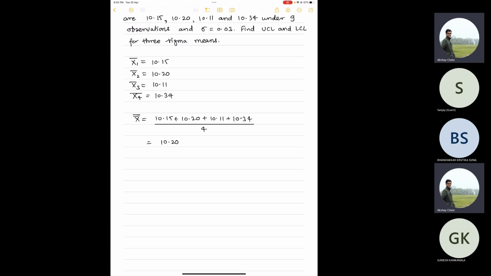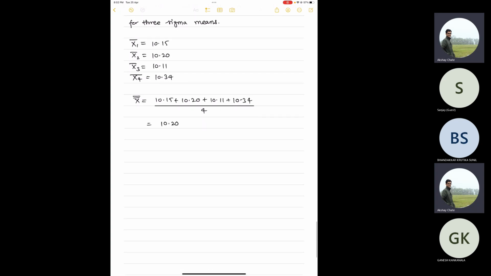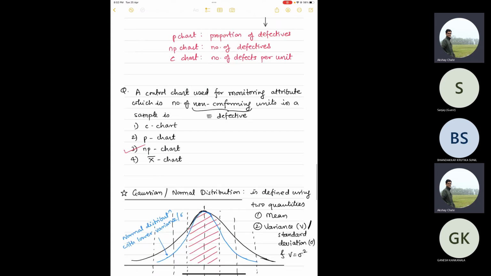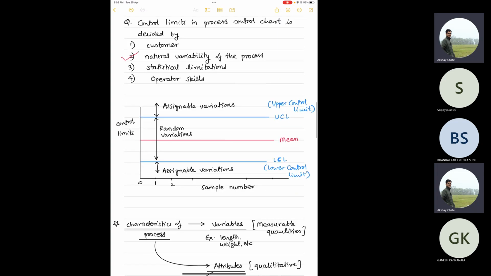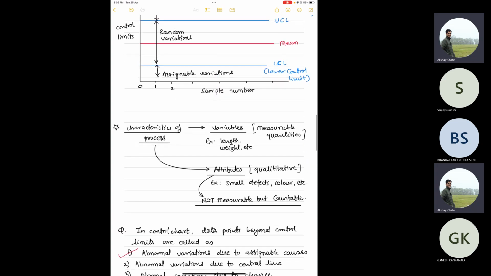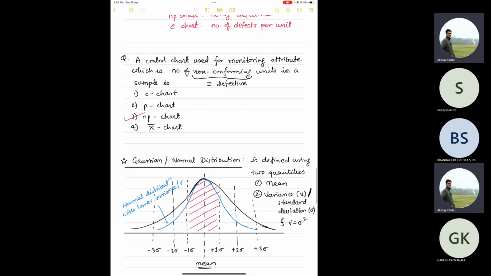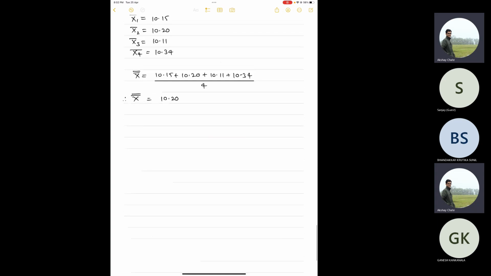So this is your average of average. So this will be the mean line, okay? The line that I showed now here, the red line. So that red line on the y-axis will have the value of 10.2 in this question.